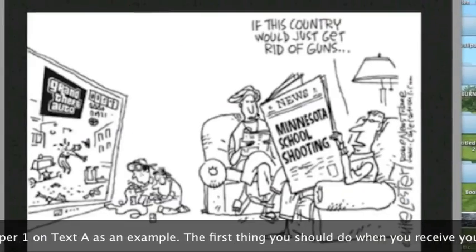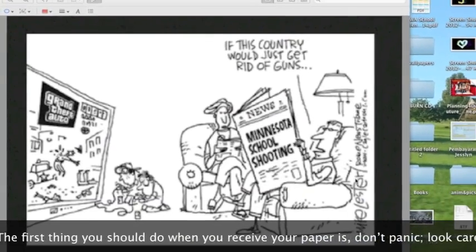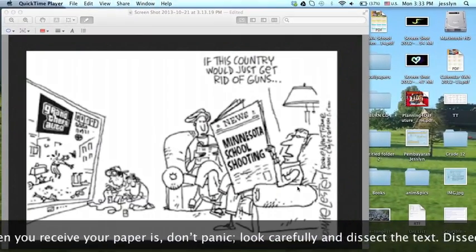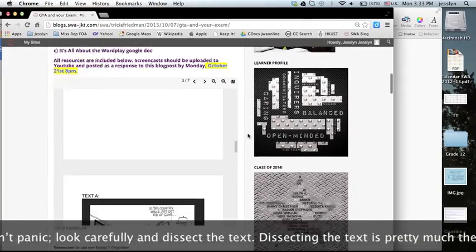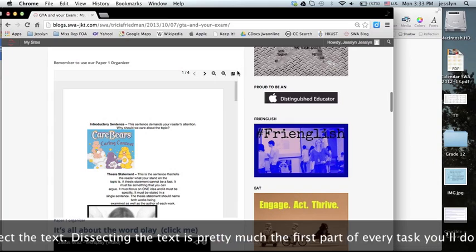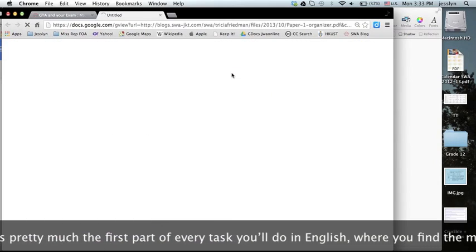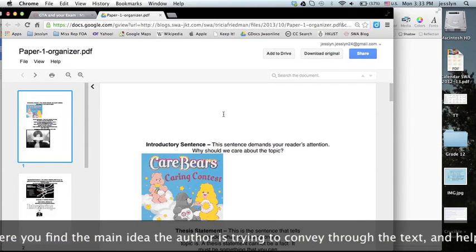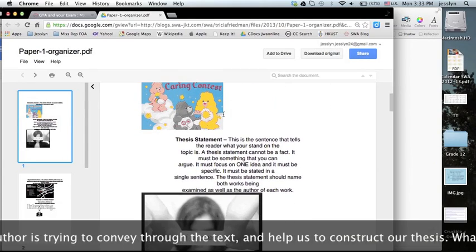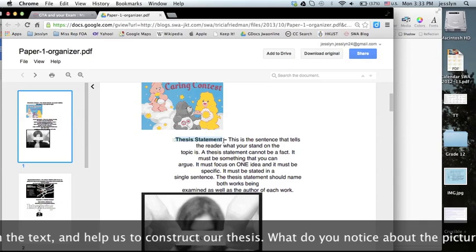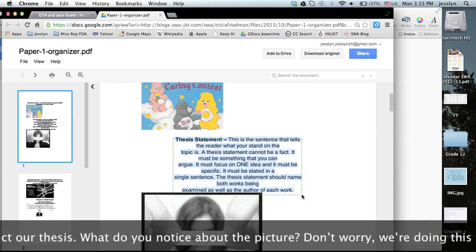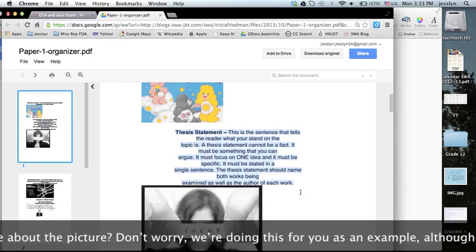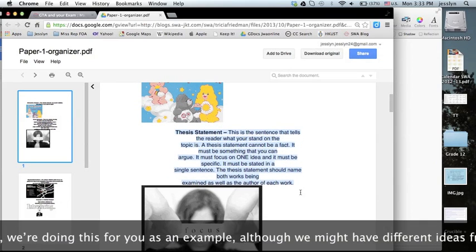The first thing you should do when you receive your paper is, don't panic. Look carefully and dissect the text. Dissecting the text is pretty much the first part of every task you'll do in English, where you find the main idea the author is trying to convey through the text, and help us to construct our thesis. What do you notice about the picture? Don't worry, we're doing this for you as an example, although you might have different ideas from yours.